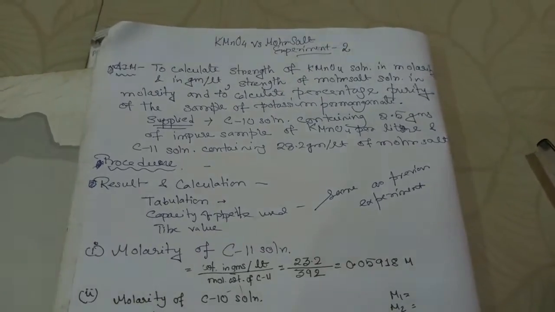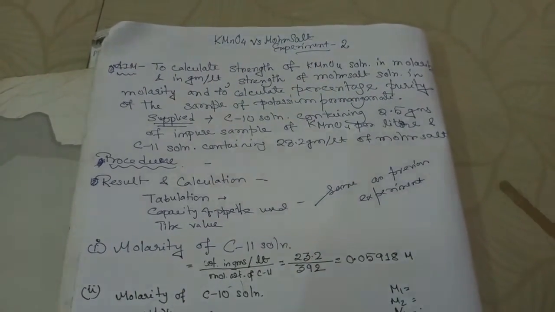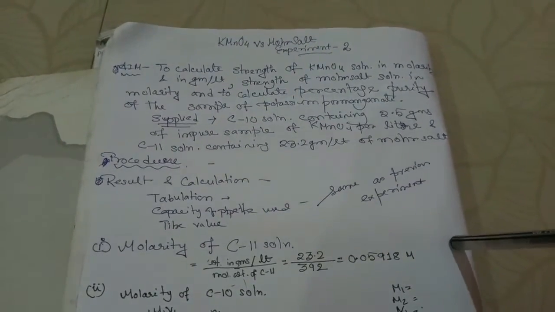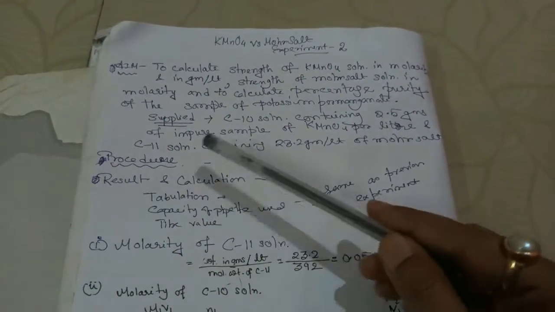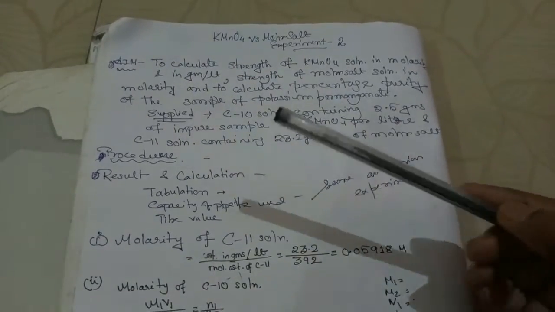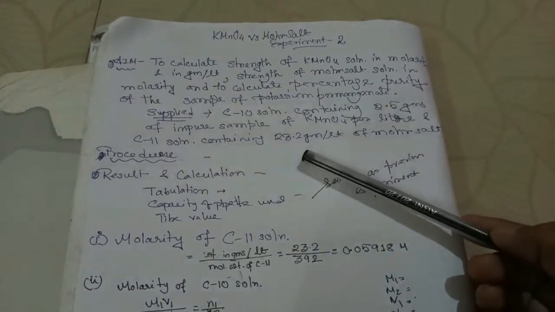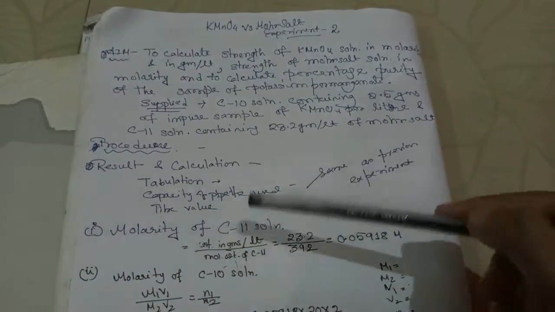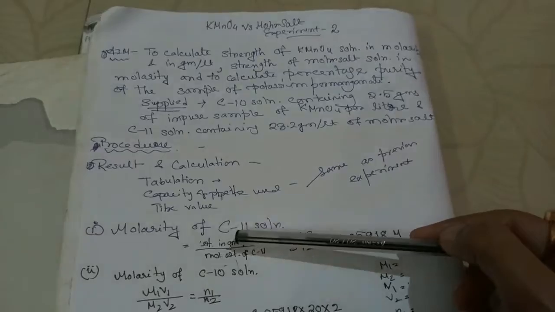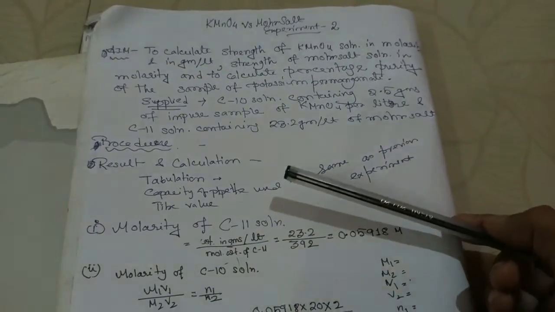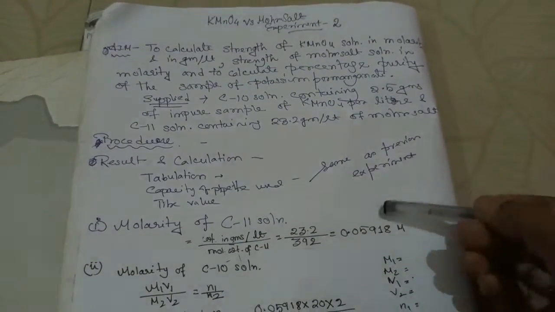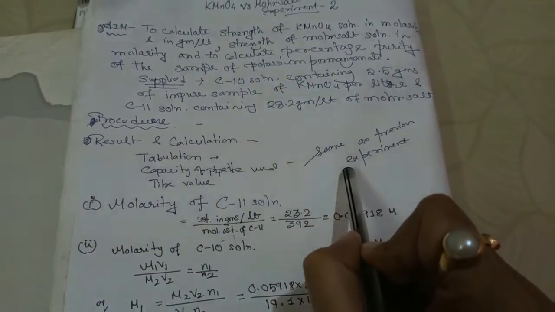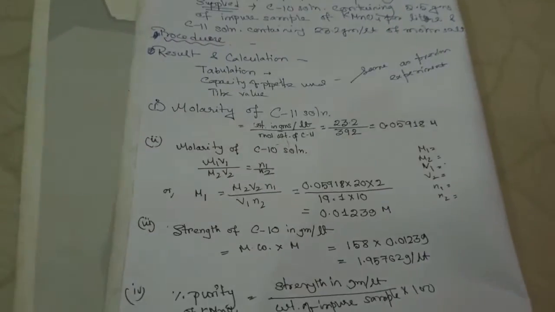Now about writing, I hope you have all completed writing the day 1 practical. Write the day 2 practical in a similar way to day 1: aim, then procedure as on the previous day. I am not repeating it again. Similarly, result and calculation, tabulation, the capacity of pipette used, and the titer value we have included in the calculation. Once again, to remind you, we take the concordant reading, everything in this part as it was on the previous day. Then the calculation part comes.